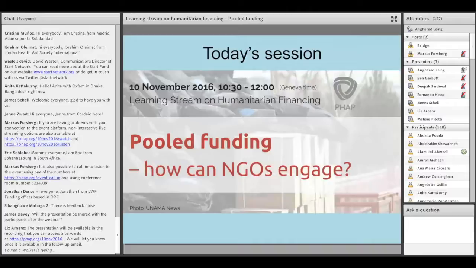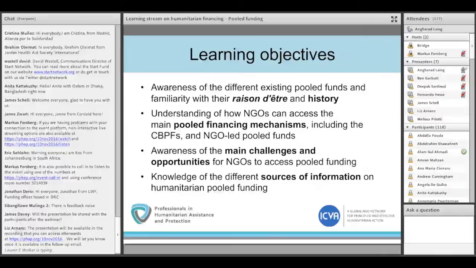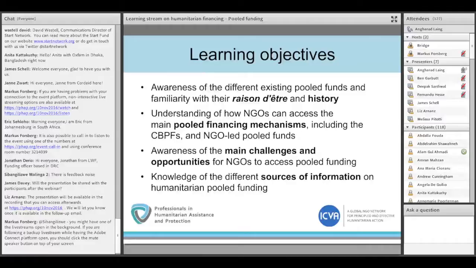So now I will go through. We've identified four key learning objectives that we're committed to trying to cover with you today. So I'll just quickly go over those. So first objective is to build awareness of the different existing pooled funds and familiarity both with their purpose and their origins, which can be important also for understanding the dynamics and the possibilities for access on the part of NGOs. Second, building understanding of how NGOs can access the main pooled financing mechanisms, including the CBPFs, as mentioned, and NGO-led pooled funds. Third, awareness of the main challenges and opportunities for NGOs to access pooled funding. And finally, knowledge of the different sources of information that you can go to on an ongoing basis regarding humanitarian pooled funding possibilities. And Melissa, if you wouldn't mind perhaps introducing today's speakers.